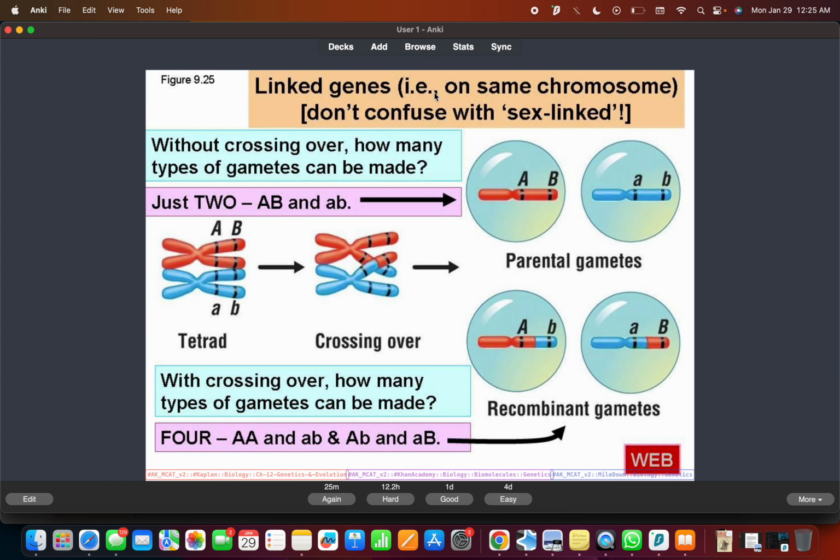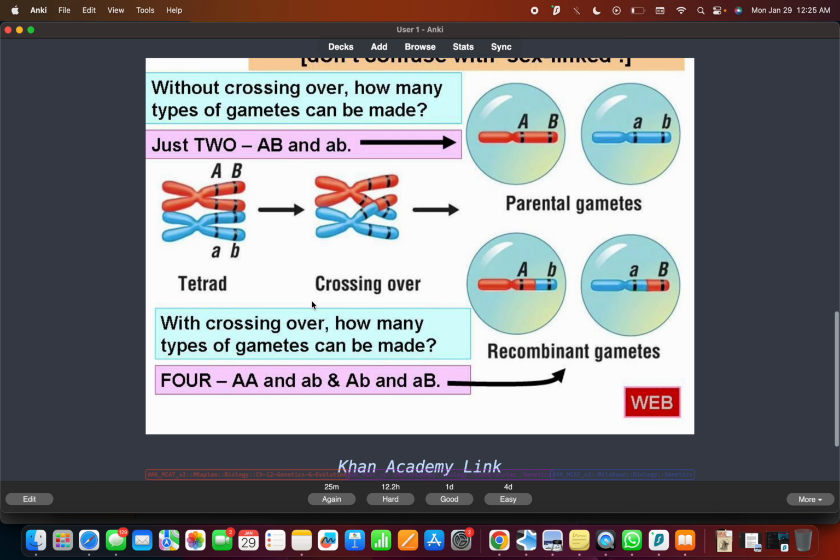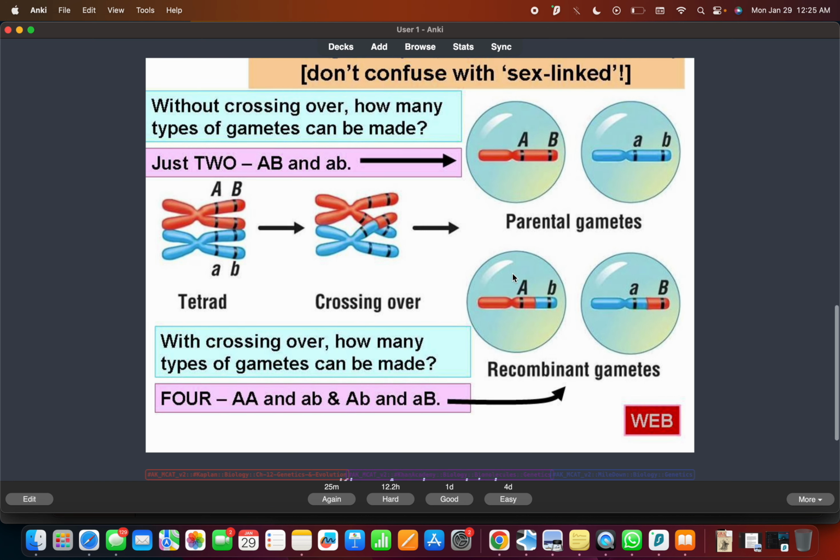Linked genes are, for example, on the same chromosome; don't confuse this with sex-linked. Without crossing over, how many types of gametes can be made? Just 2, AB capital and ab small. It's homozygous. Tetrad, crossing over. With crossing over, how many types of gametes can be made? 4. You get the heterozygous gametes as well.